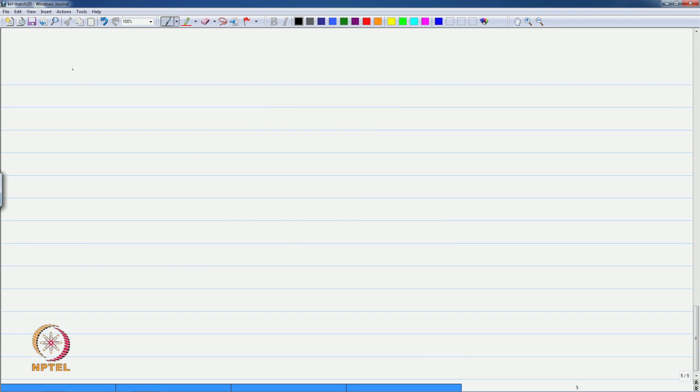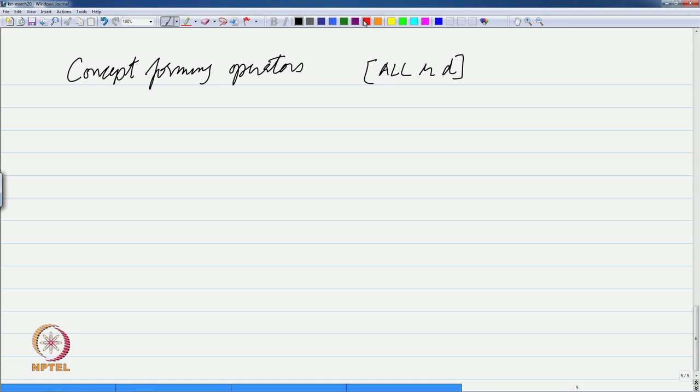So, let us look at concept forming operators. We look at them one by one. The first operator we said was ALL, and the way to define a concept is ALL R D, where R is a role and D is a concept. It can be an arbitrarily complex concept essentially.